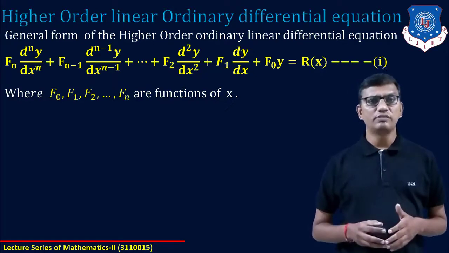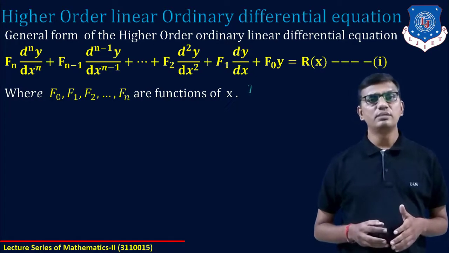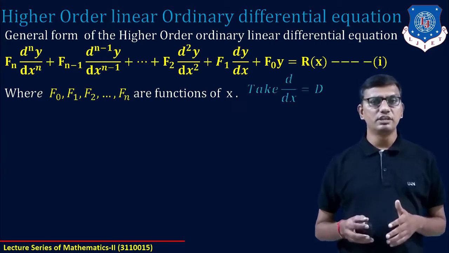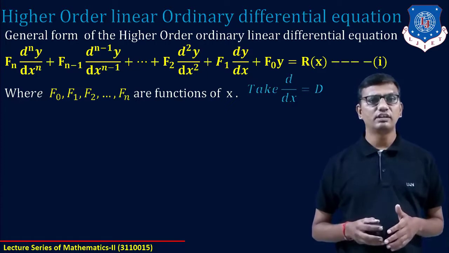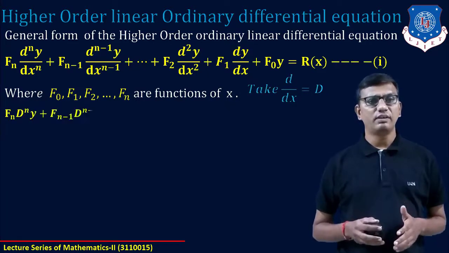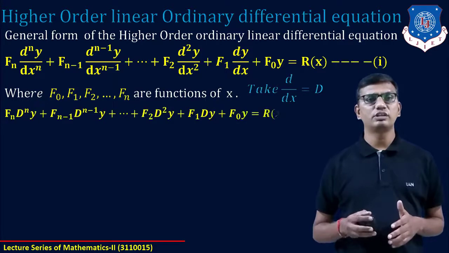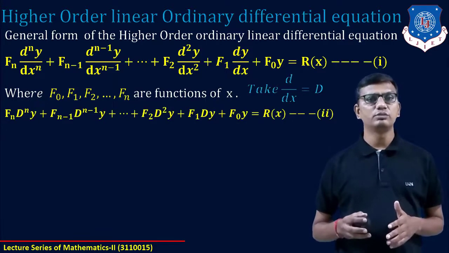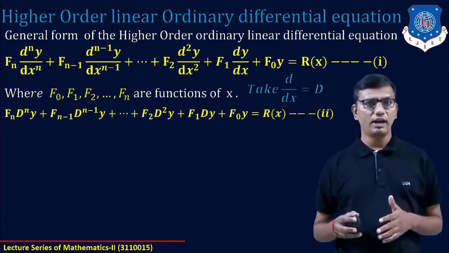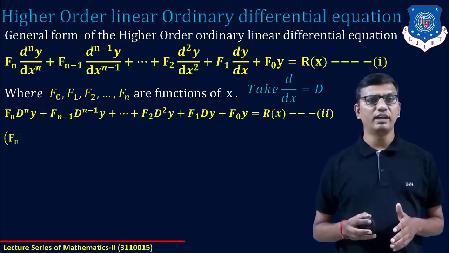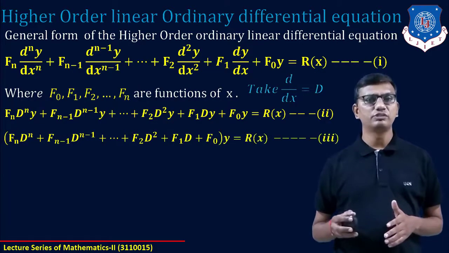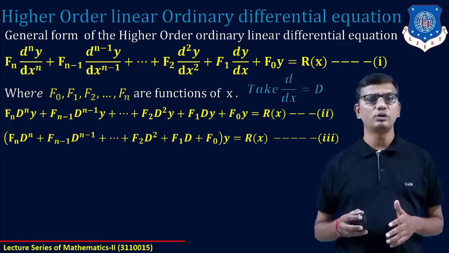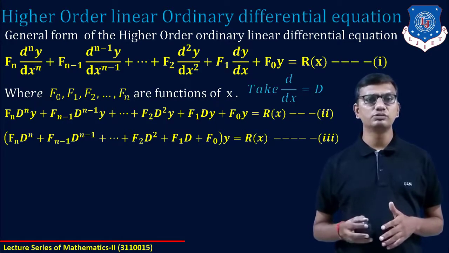Now to solve this type of differential equation we will take d/dx equal to D. Here d/dx is a differential operator and we are taking D for it. Then our equation becomes fn D^n y plus fn-1 D^(n-1) y up to f2 D²y plus f1 Dy plus f0 y equal to r(x). After taking y common, we get (fn D^n plus fn-1 D^(n-1) up to f2 D² plus f1 D plus f0) y equal to r(x).